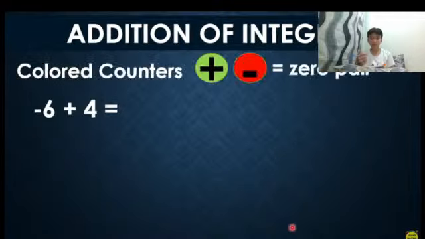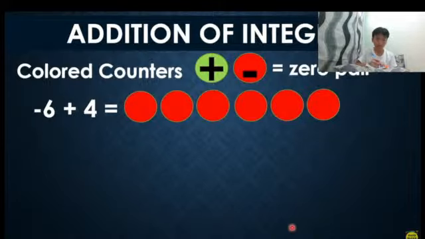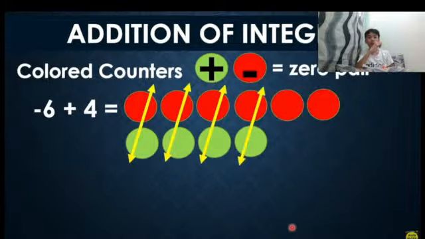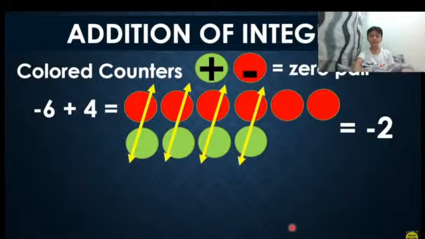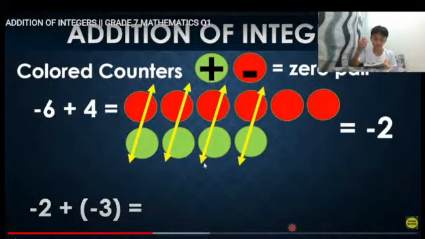So, I have here negative 6 plus 4. So, 6 na negative. So, we will use red color. And then, 4 na positive. So, we will use green. Okay, so meron tayong zero pair dito. So, we will cancel. So, ang natira ay dalawang red. And that is negative 2 kasi red. Next. Negative 2 plus negative 3.